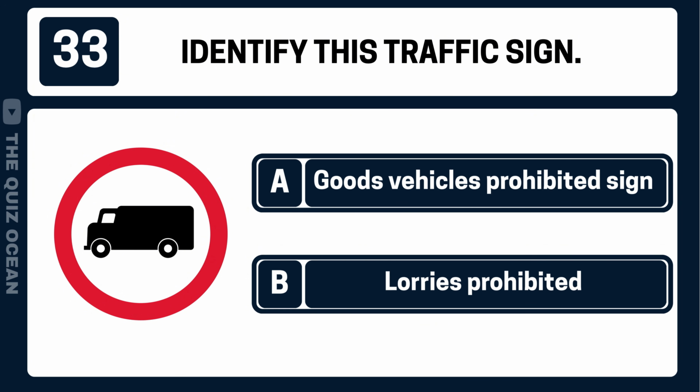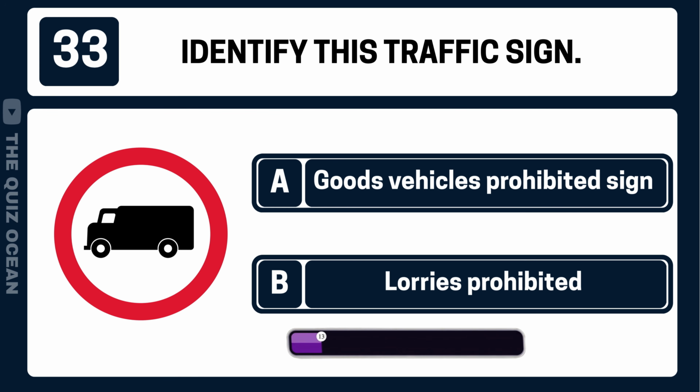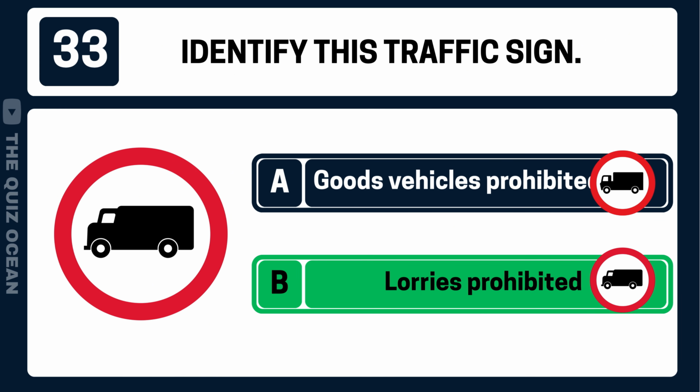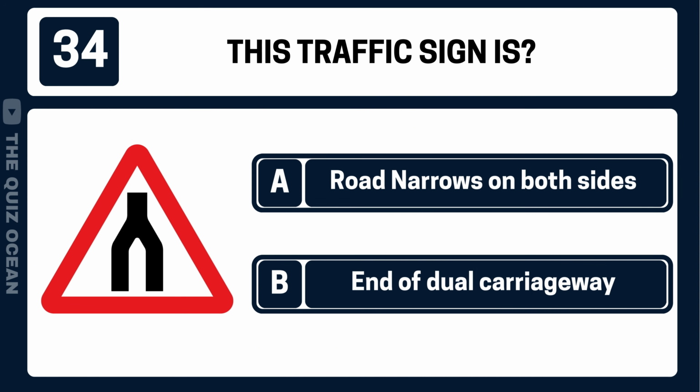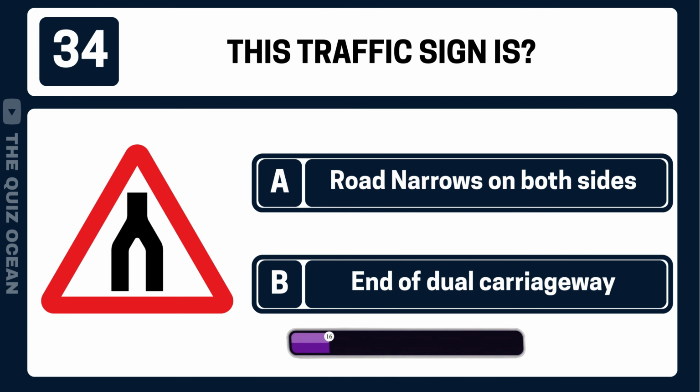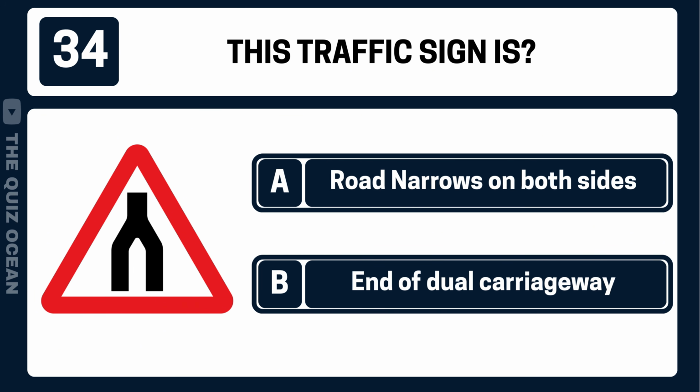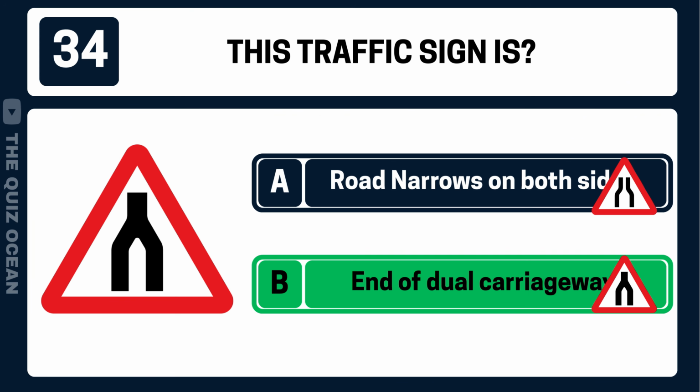Identify this traffic sign. A. Goods vehicles prohibited. B. Lorries prohibited. Exactly. This is the lorries prohibited sign. This traffic sign is A. Road narrows on both sides. B. End of dual carriageway. Good observation. This sign indicates the end of a dual carriageway.